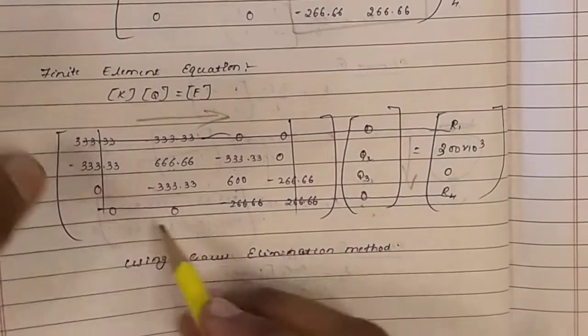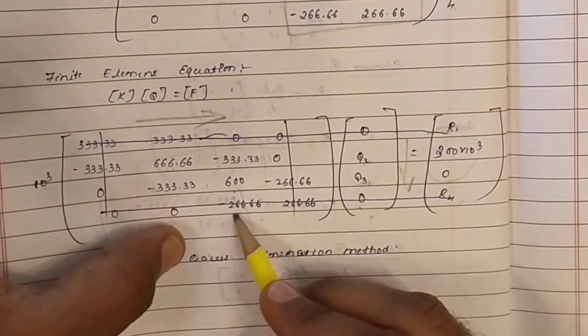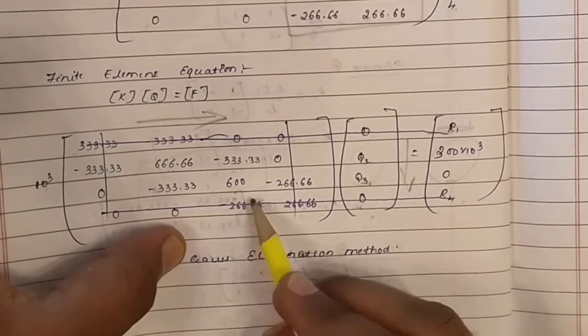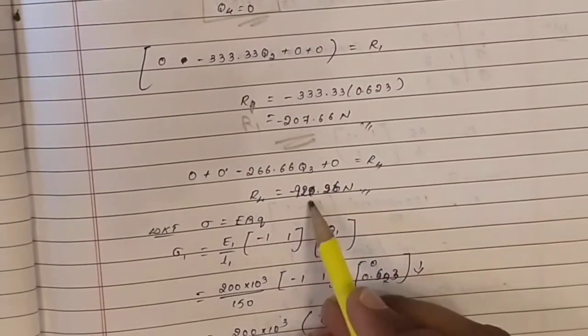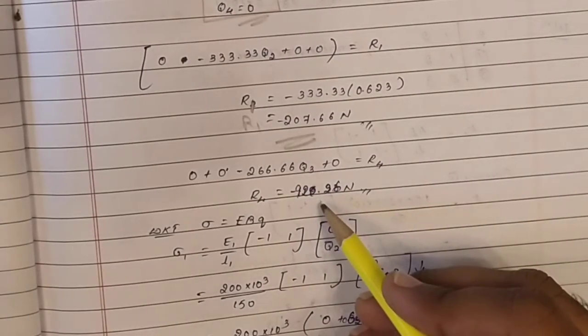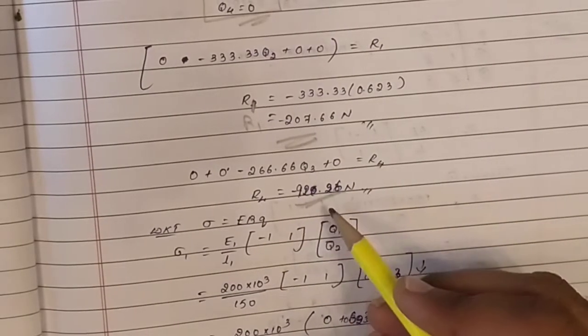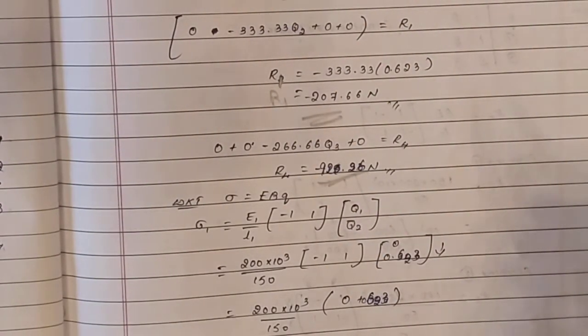Similarly, R4. R4 is equals to 0 into 0, 0 into Q2, 0, minus 266.66 into Q3, this into this is 0. So only this into Q3 will be R4. Okay, so R4 you are getting as this value, minus 920.26 Newton.